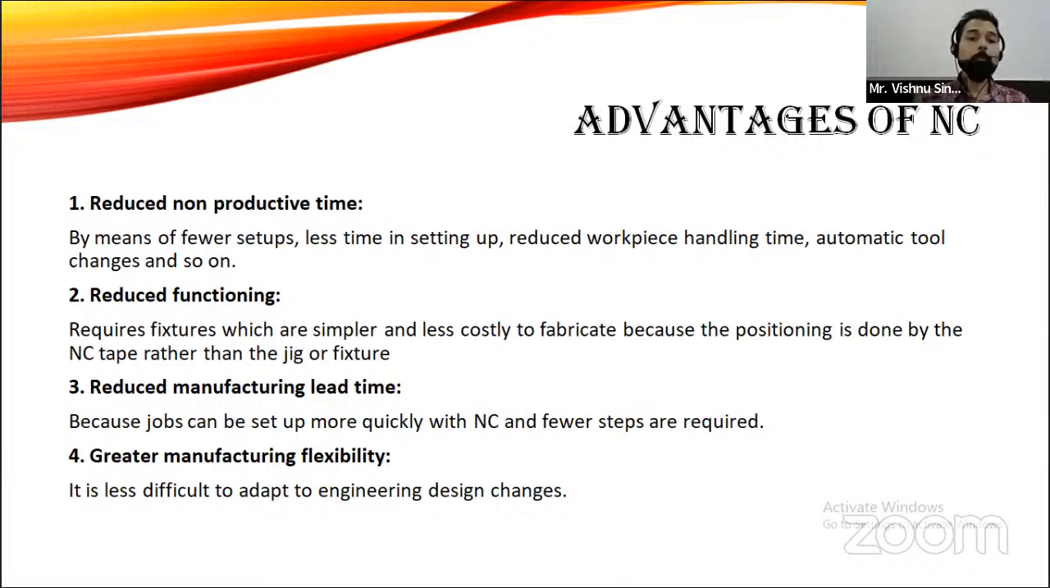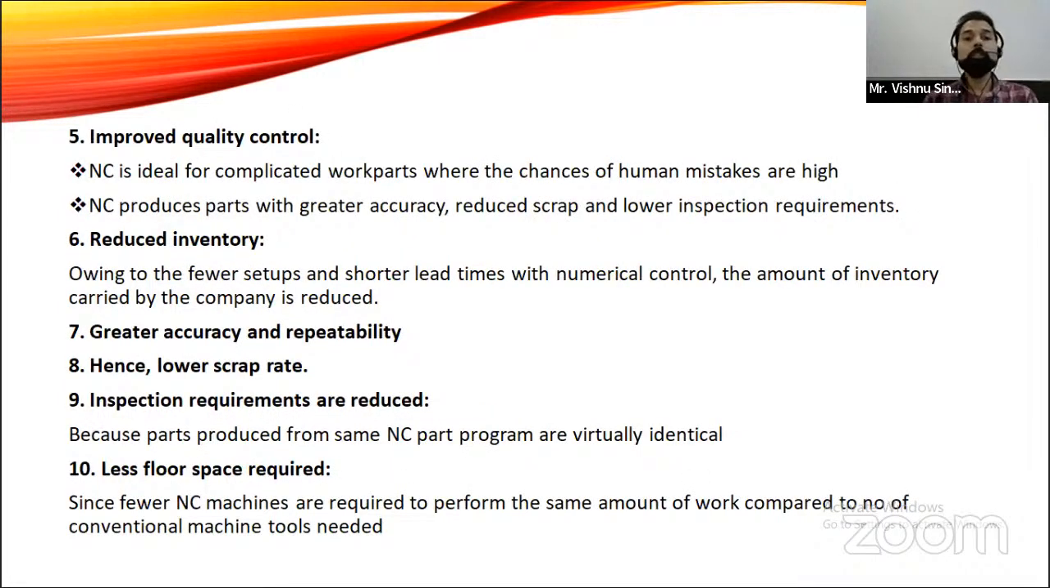Then greater manufacturing flexibility, since we have already programmed what we want to achieve in the machine. If we want to change my design at any point of time, we just need to change our program, and my machine will adapt to it accordingly. So it will have greater manufacturing flexibility. Improved quality control: obviously, since the machine is performing the operation, the final quality that we get will be much better than when we are using manual labor for producing our product. Reduced inventory. Inventory is the stock that we keep for manufacturing any product. So that will also be less.